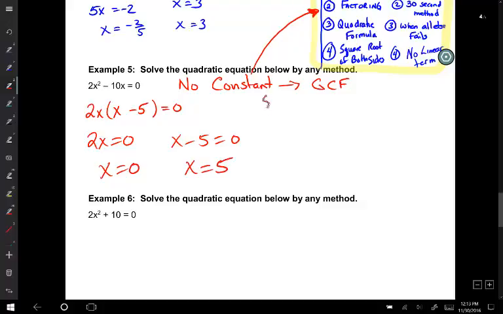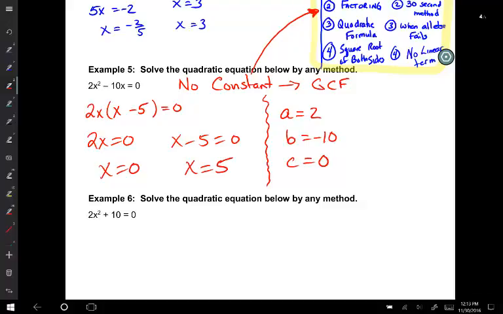Now, some people asked, could I do this with the quadratic formula? You bet. A would be 2, B would be negative 10, C would be 0. Could you? Yes, and it would work. I have some students say, I'm just using quadratic formula for everything. I'm like, go ahead, it's fine. Your homework might take you a long time. But it'll work, right?